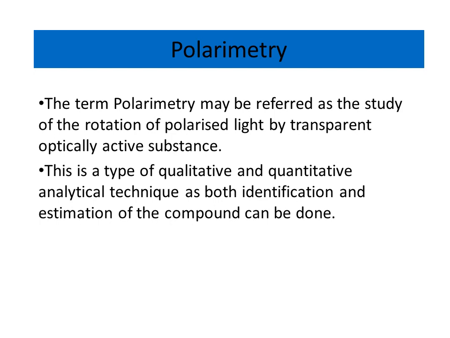So polarimetry may be referred to as the study of the rotation of polarized light by transparent optically active substances. This is a type of qualitative and quantitative analytical technique, as both identification and estimation of the compound can be achieved. So you can either find out how much of a substance is there, or you can also find out if the substance has converted from one form to another.